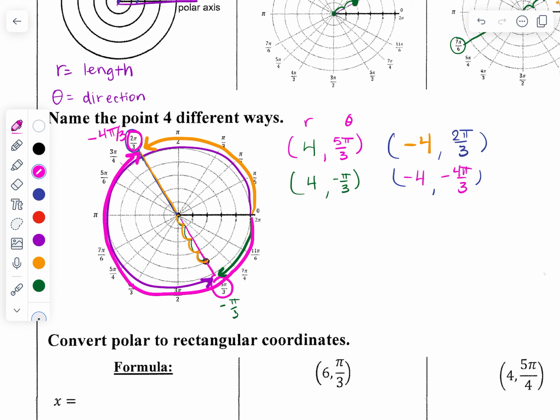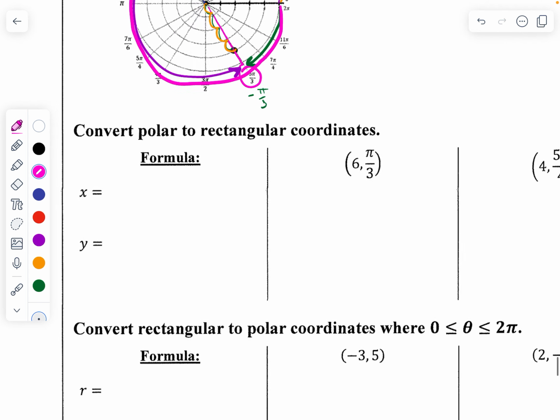Now, these are not the only 4 ways. We could rename these angles in an infinite amount of ways. So this is just 4 of the infinite number of ways that we could name that polar coordinate.